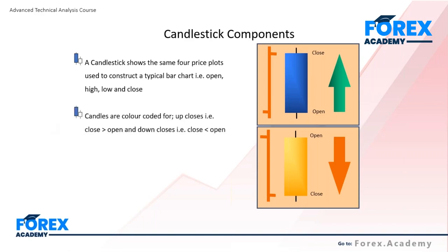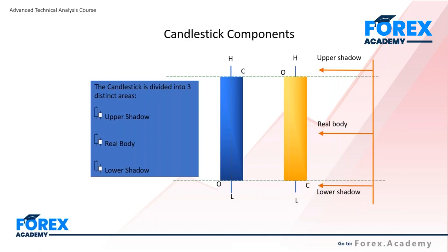Candlesticks are color-coded for up closes and for down closes. This is to differentiate the type of session that we've seen. So again, in the illustration in front of you on the right-hand side, you can see that we've highlighted a bullish body with a blue coloring and a yellow coloring or orange for a down day or a bearish day. This will become quite clear in terms of its relative importance when we start looking at patterns.